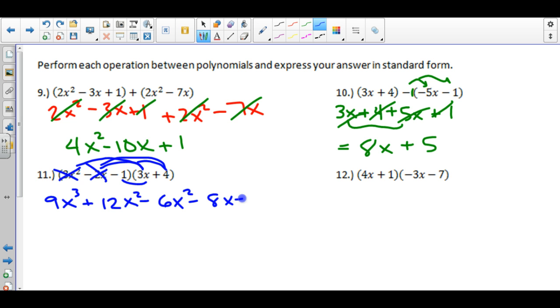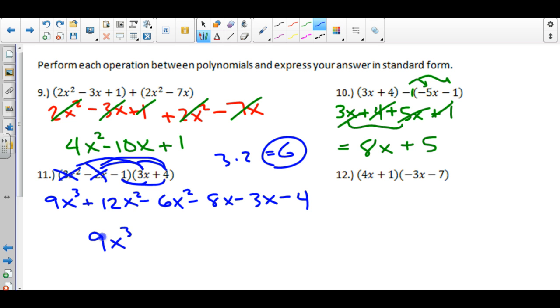Negative 1 times 3x is negative 3x. And negative 1 times 4 is negative 4. So think about it. You have a trinomial times a binomial, which means I should be having 6 terms. So if you count them, 1, 2, 3, 4, 5, 6. So that makes sure that I got everything. Now you just simplify them.